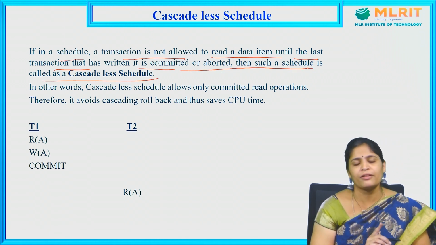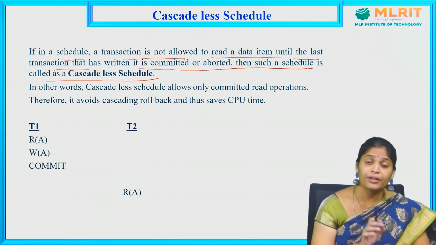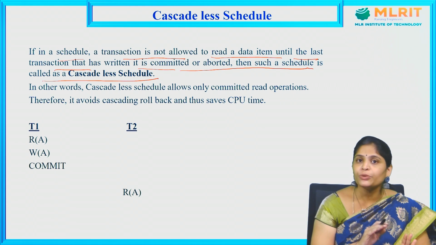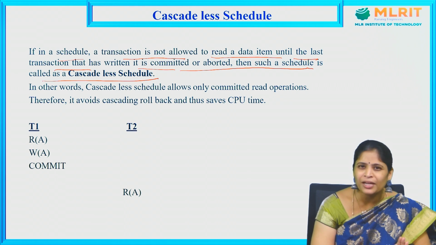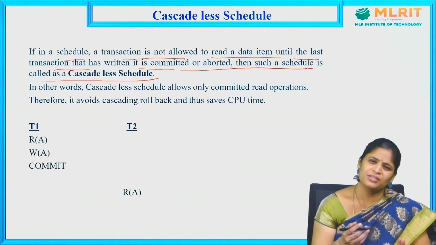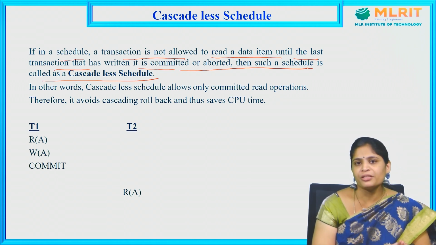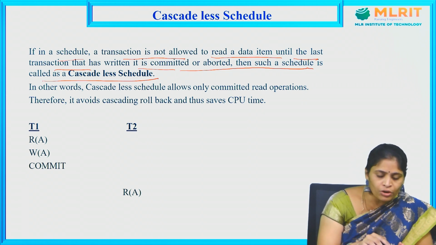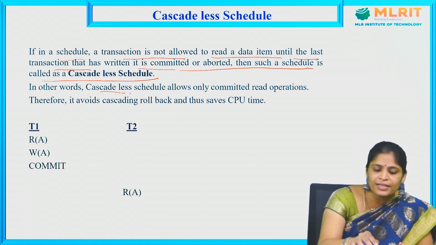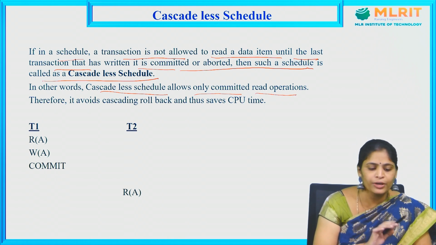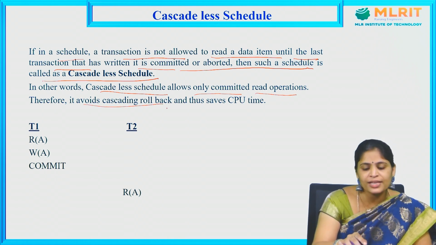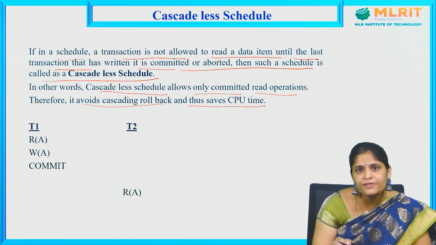Until and unless the first transaction has written and committed, or updated and committed, it will not allow the other transaction to read that particular item. Otherwise, it will not allow. Why? Because a dirty read may happen, which leads to degrading the performance of the CPU. So a cascadeless schedule allows only committed read operations. Therefore, it avoids cascading rollbacks and thus saves CPU time.